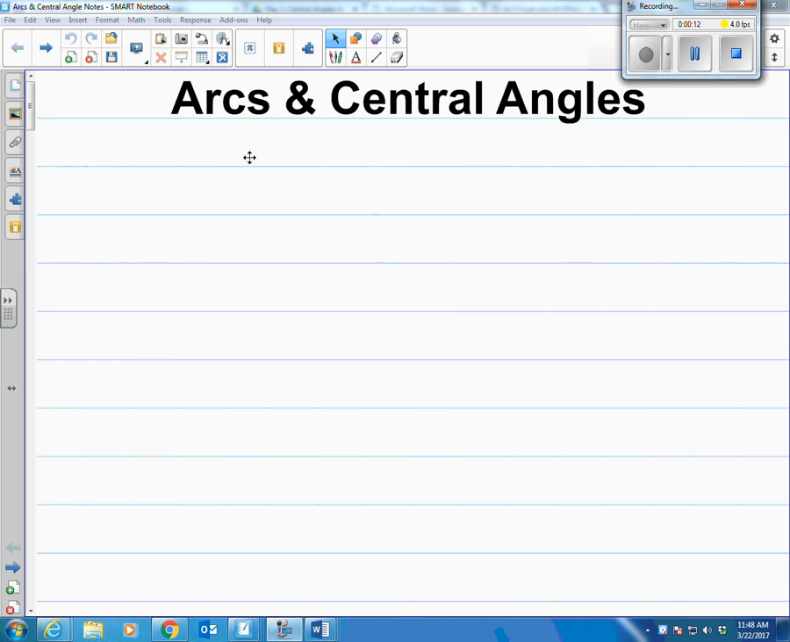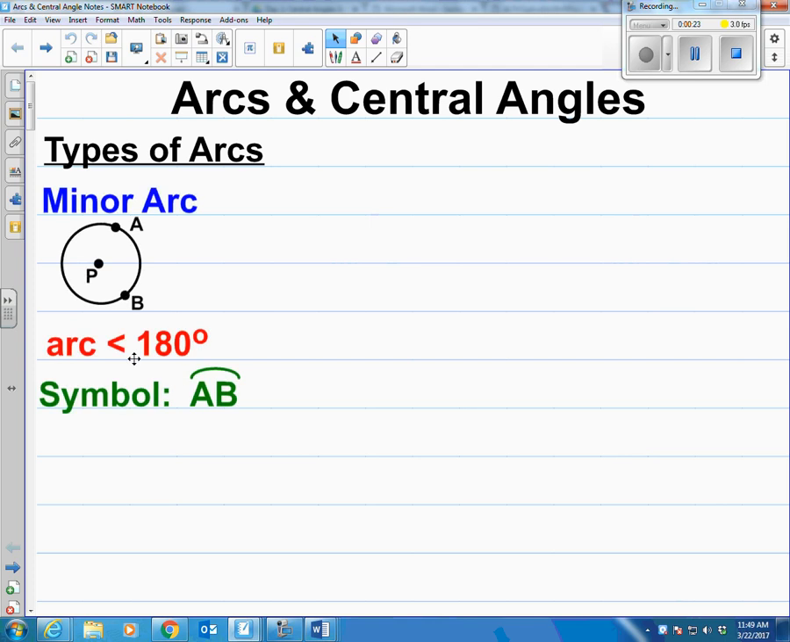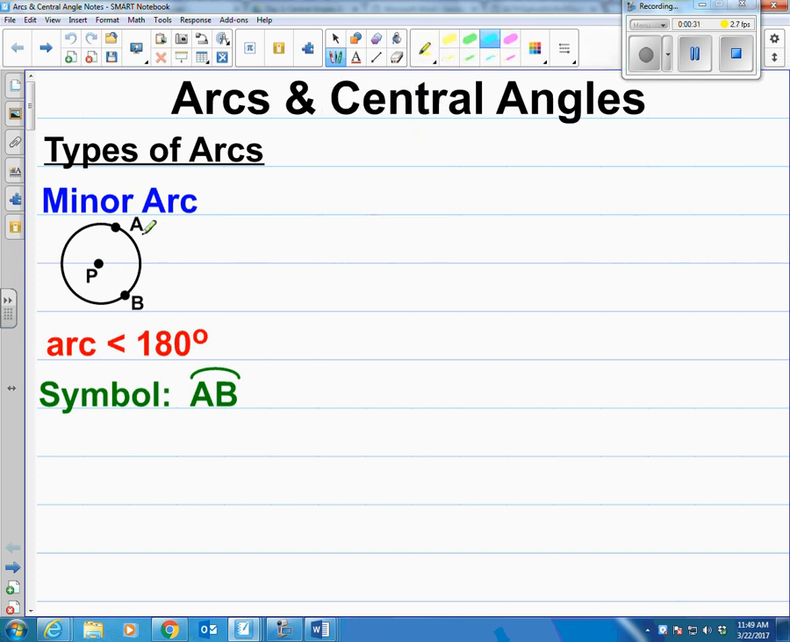All right, so first of all, we're going to talk about the types of arcs. There are 3 types of arcs that we're going to refer to. The first one is a minor arc. That arc is less than 180 degrees. If I give you an example, arc AB is an example of a minor arc. It has a degree measure less than 180 degrees. And this is the symbol, just AB with an arc drawn over it.